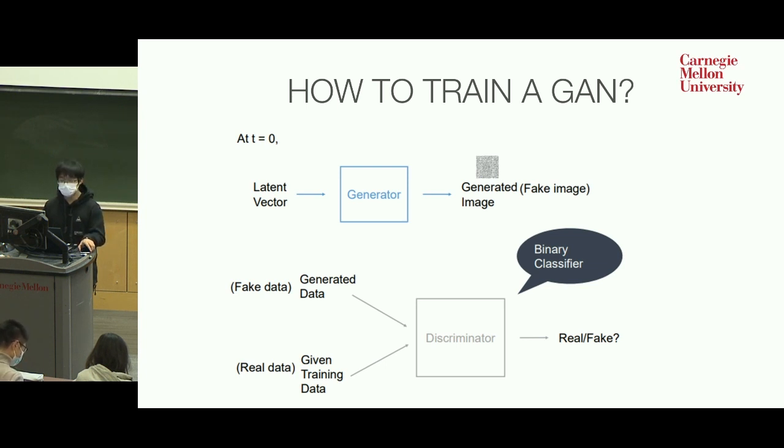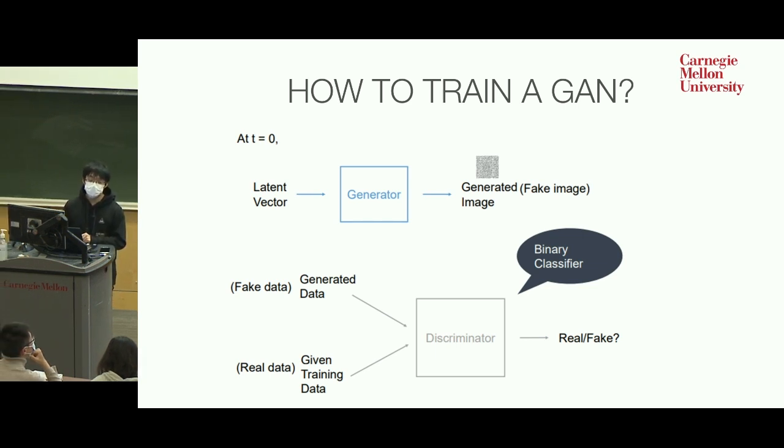So how to train the GAN? It is also covered in the poll that at time zero, we are going to train our discriminator first. But in order to train our discriminator, we need some input for the discriminator. First, the real data that is given, which is the training data for our discriminator. But we also need the fake data in order to train this binary classifier. So those fake data are simply the output of our generator. And the input of our generator are just some latent vectors that are sampled from the prior distribution, which is normally Gaussian, as covered in the last lecture.